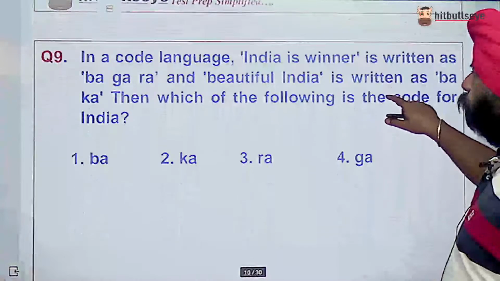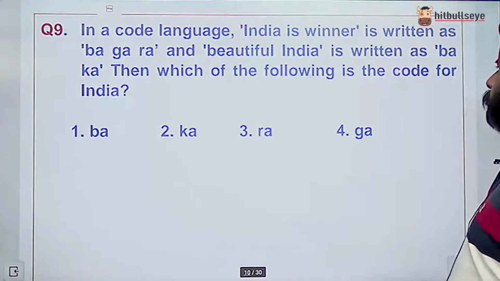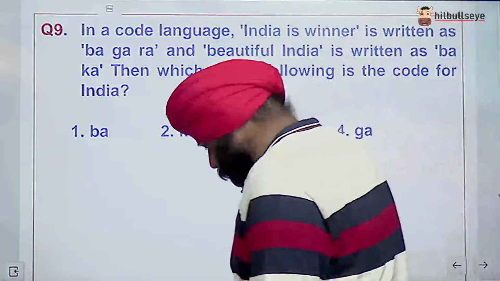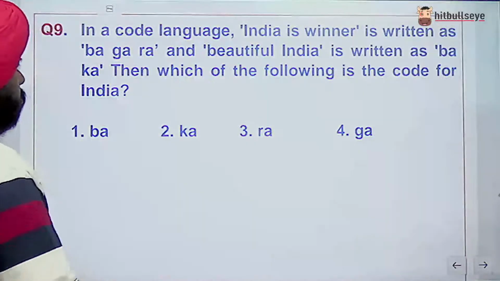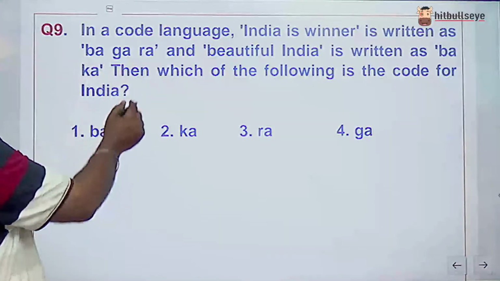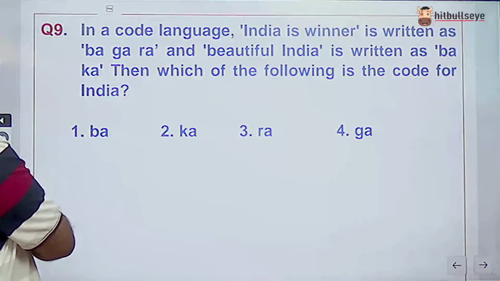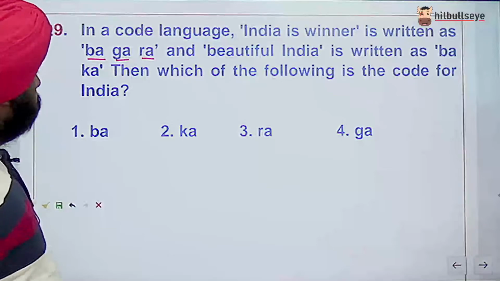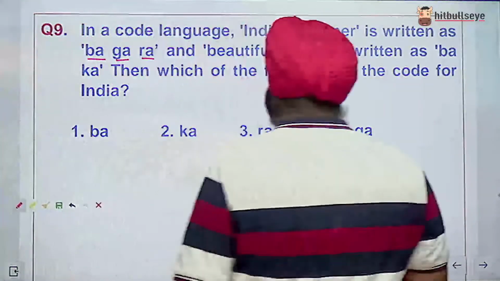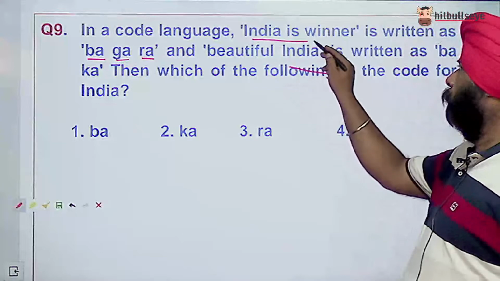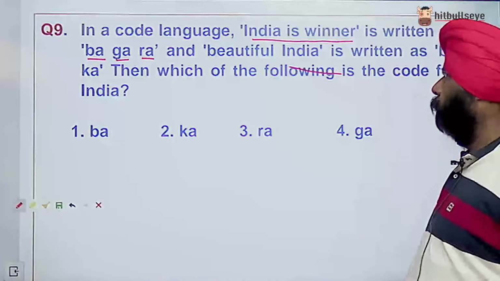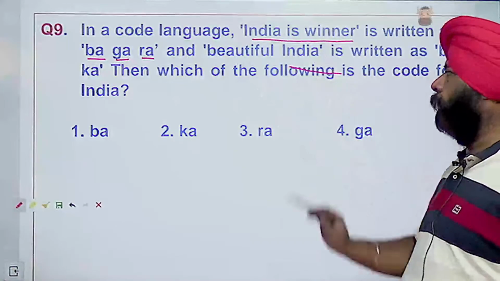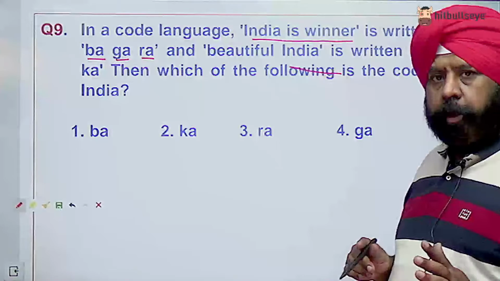Yeah, this is coding decoding. This is the first variety of coding. See, please remember, just try to read in a code language. India is winner is written as BAGARA. So guys, please remember, this coding is not done in order. You have to understand this thing. It's not that India is coded as BA and this is coded as GA and winner is coded as RA. They are always jumbled. So how to solve it?